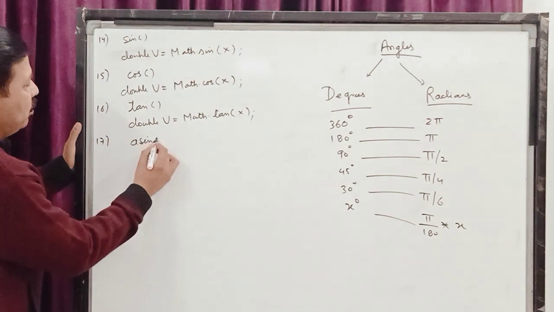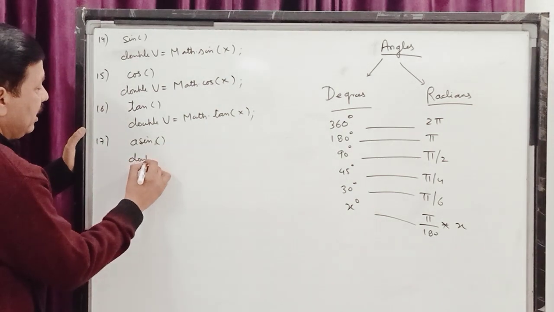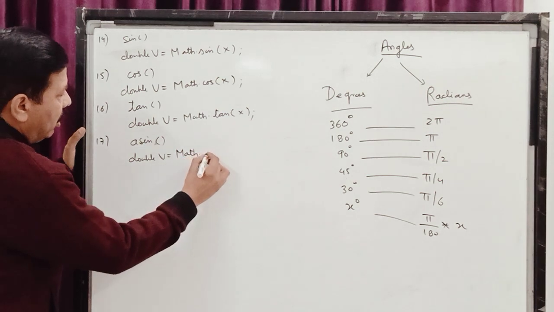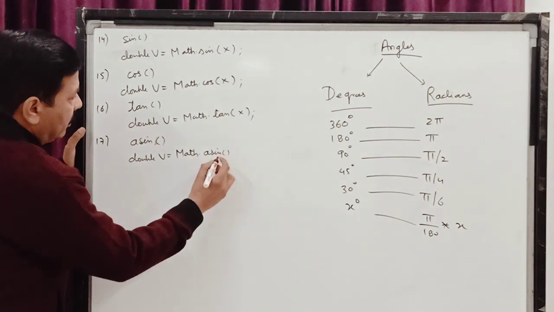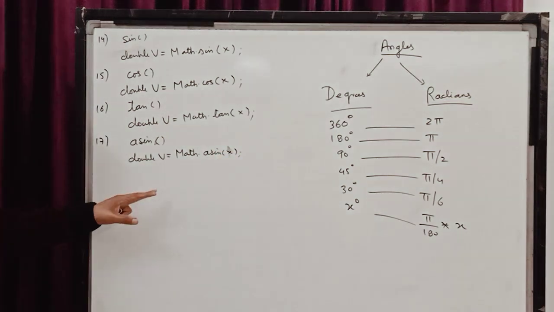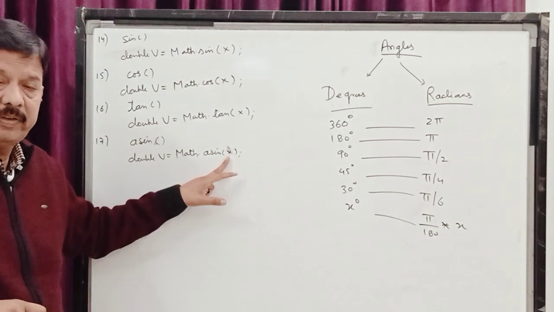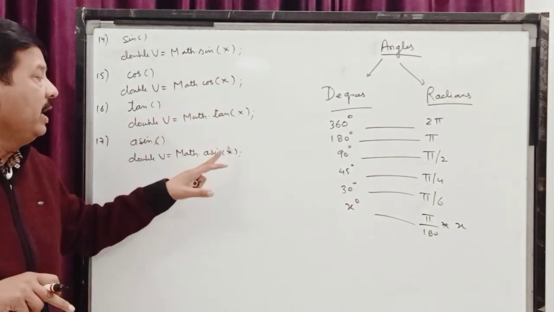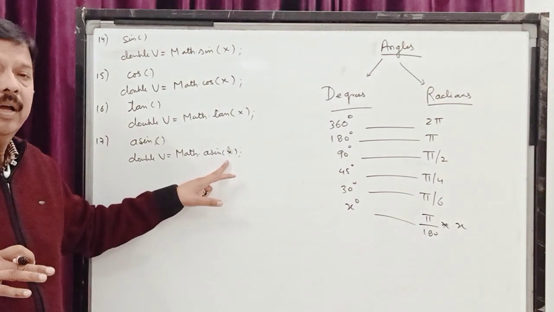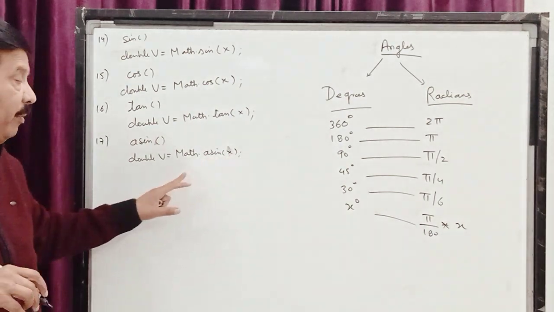The next function we have is asin. It is opposite to sine. It is doing the reverse of sine. So Math.asin(x) is giving me the angle in radians of a given sine value x. So it is doing the opposite of sin. It is giving me the angle in radians of a sine value x. So it is opposite to it.